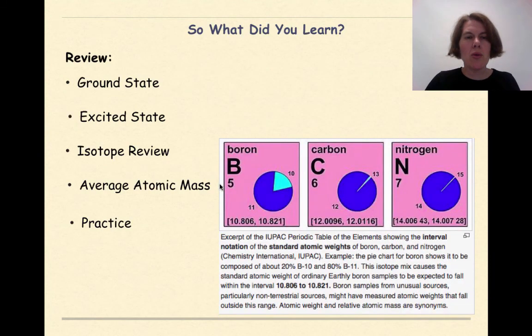So what did we learn in this tutorial? We went over the concept of ground state. We went over the concept of excited state. We did a little review of isotopes. We talked about how to calculate average atomic mass, and then we did a little bit of practice at the end.